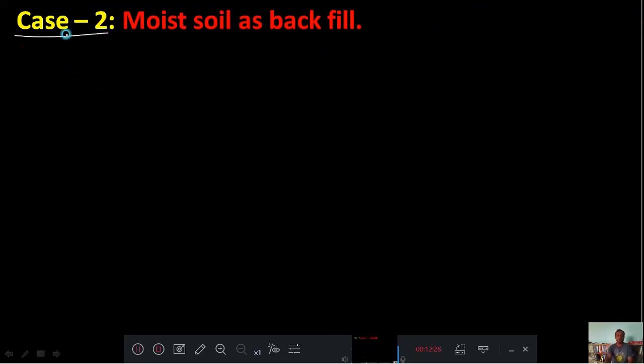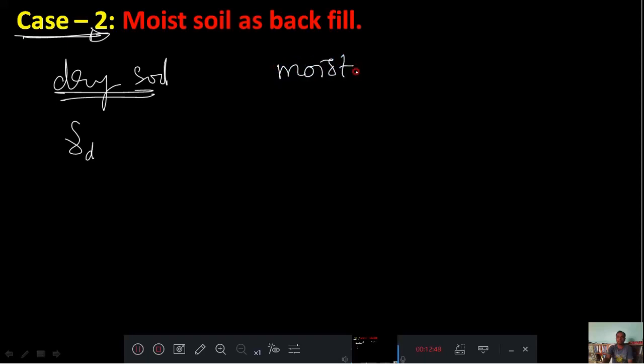The second case, I made it simply to understand the difference between the moist soil and the dry soil. But here, what is the difference? Dry soil means there will be no water. The soil is completely dry. There we will have a gamma d, and the moist soil means we will get a gamma b, bulk density.